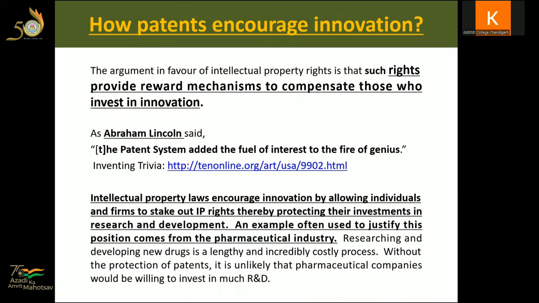So I'm skipping this part. Now, how do patents encourage innovation? As far as patents are concerned, they provide a reward mechanism to compensate those who invest in innovations.